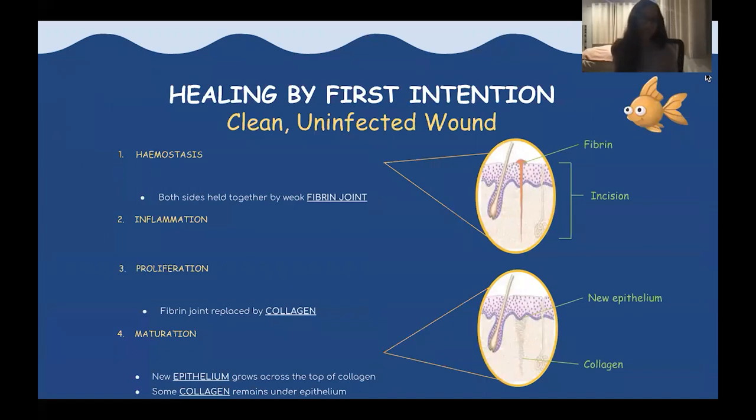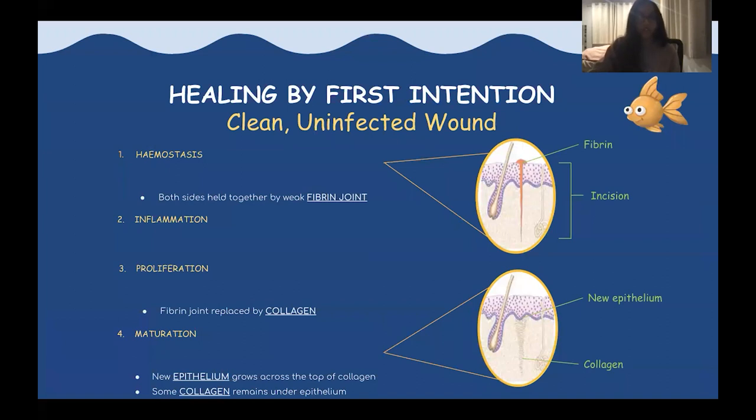Okay, so I said there were two specific types that you should be familiar with. So this is the first type, which is healing by first intention. This occurs in clean and uninfected wounds, so a surgical wound, for example. In terms of the four steps that I just covered before, what's key to healing by first intention is that in the hemostasis step, both sides get held together by a fibrin joint.